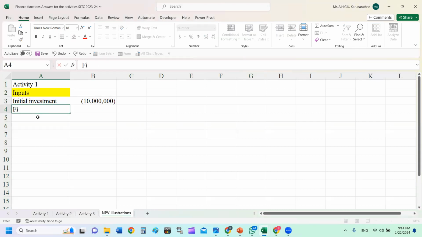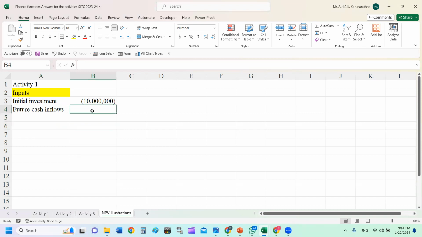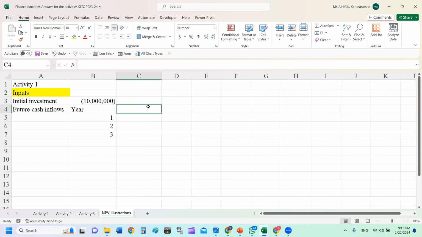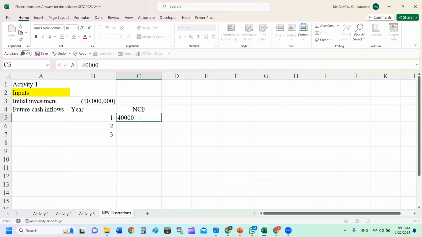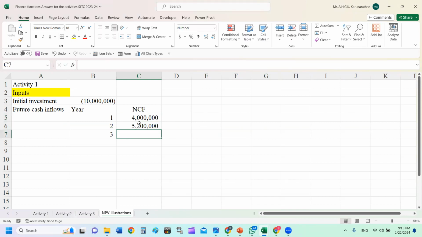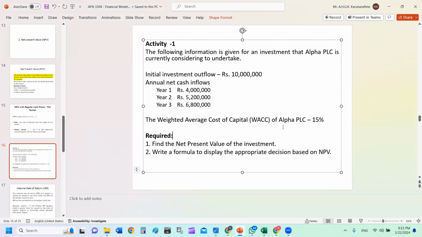Future cash inflows, years 1, 2, 3. We'll say NCF, net cash flow. I can't remember the figures, so I need to go back to the sum. It was around 4 million, 5.2 million, 6.8 million. Let me check again: 4 million, 5.2 million, 6.8 million. Correct. Okay, cost of capital 15%.